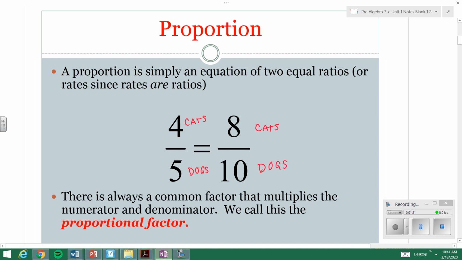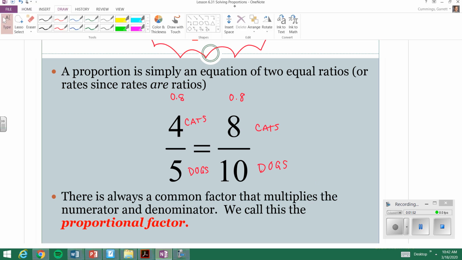The ratio is still the same. If you divide 4 by 5, you get 0.8. And if you divide 8 by 10, you also get 0.8. So when a ratio is equal to another ratio, it is called, you guessed it, a proportion. Fancy math words, proportion. Okay? And there is always some common factor that multiplies the numerator in this equation and the denominator in the equation. We call this the proportional factor or the scale factor.